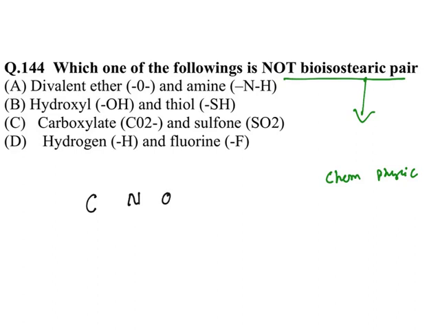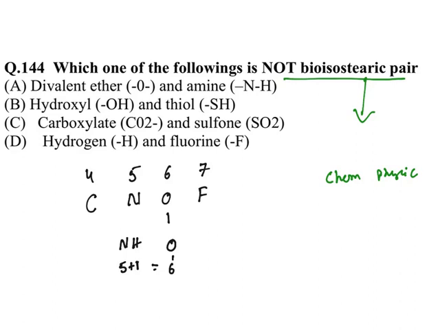Carbon, nitrogen, oxygen. I am just writing the periodic table order. Now look at this divalent ether. Let us see the valency of these atoms. Valency of carbon is 4, this is 5, this is 6, this is 7, right? So when you take oxygen, it can be replaced by nitrogen plus hydrogen. Why? Nitrogen valence is 5 plus hydrogen valence is 1, so it is equal to 6. This is what happens with bioisosteric pairs.